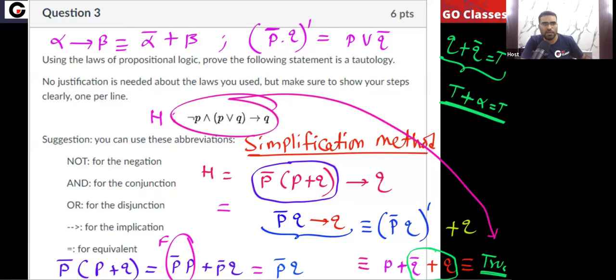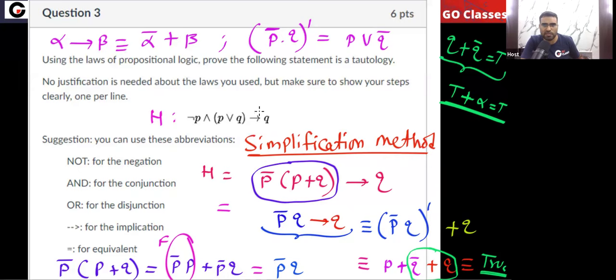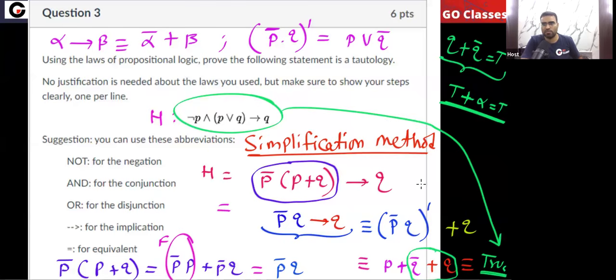When you simplify this, finally you are getting true. This H is always true, so H is a tautology. Let's move on. Did you understand both the methods, the by case method and the simplification method? Depending on the question, you can solve it by either of these methods.